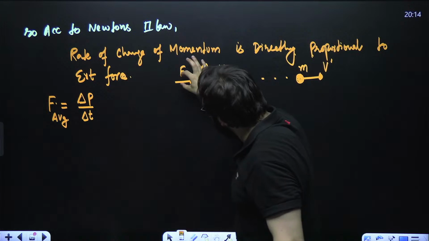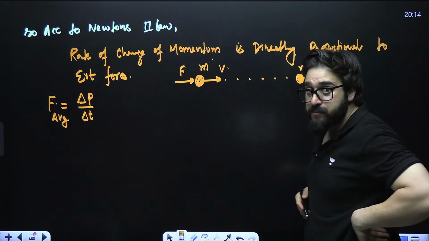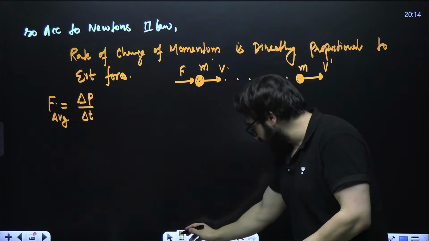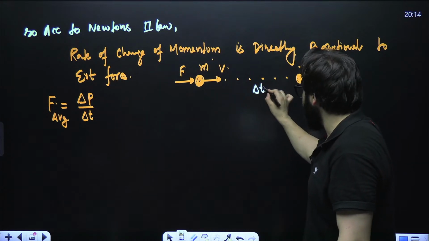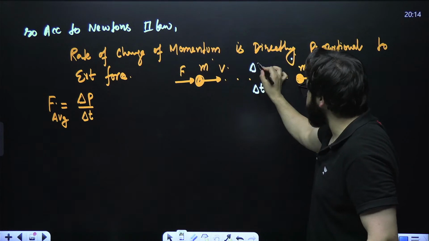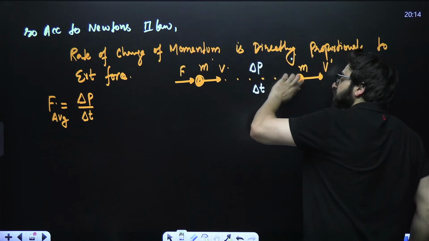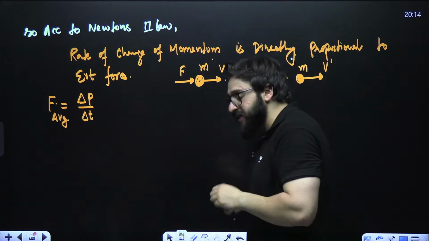So because of this force, guys, understand very carefully, from here to here, momentum has been changed, and in what time? We say, sir, delta t. How much momentum has been changed? Delta p. Because of this force, the total change in momentum is delta p. Total change in time is delta t.